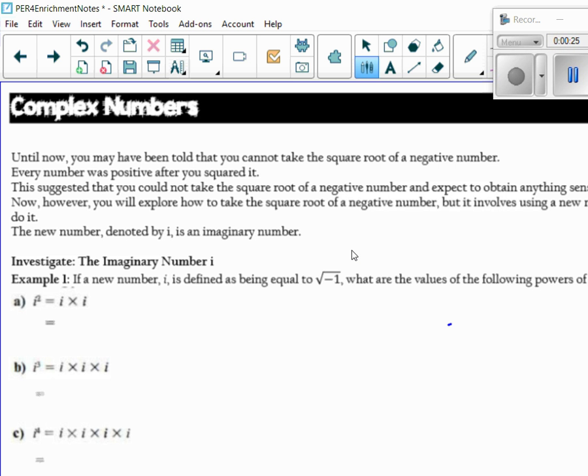The new number, denoted i, is an imaginary number. So here's the definition of i. i is defined to be equal to the square root of negative 1.